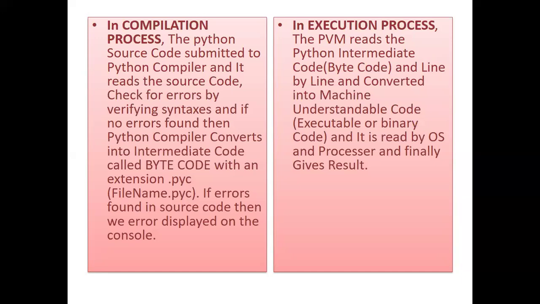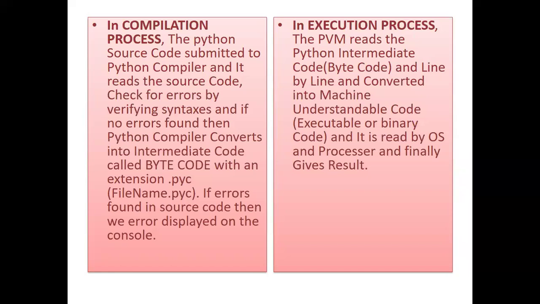Okay. And in the execution process, the PVM reads the Python intermediate code, which is the bytecode, line by line and converts it into machine-understandable code. The language which the machine understands is binary code, as we all know. It is read by the OS and processor and finally gives the result in a form that the end user or programmer will understand.